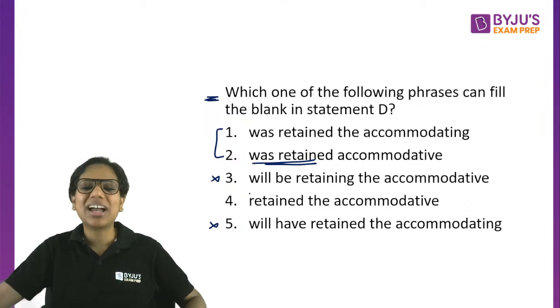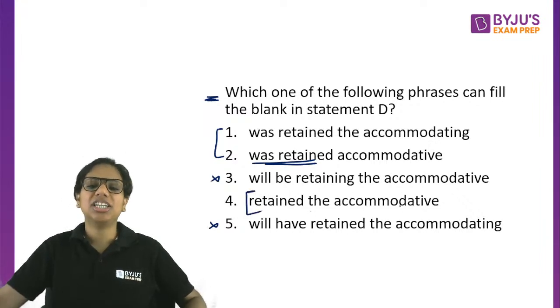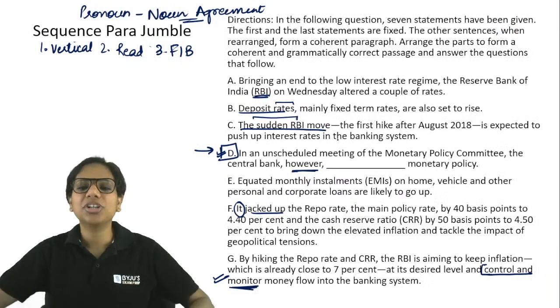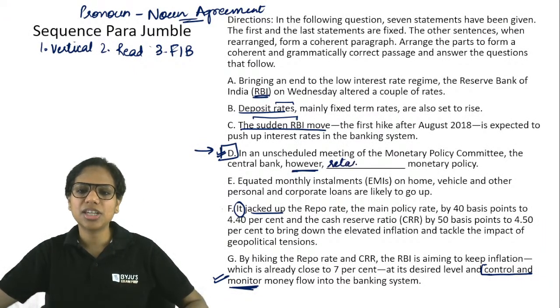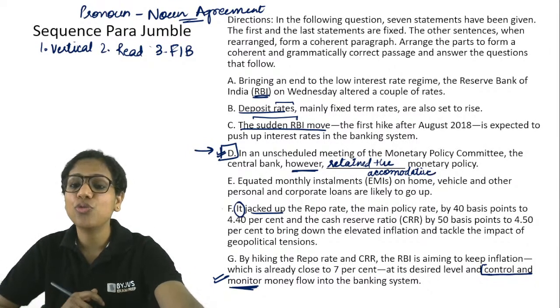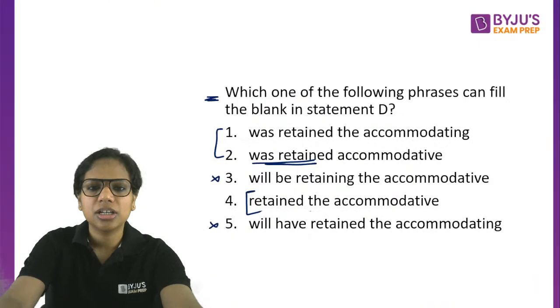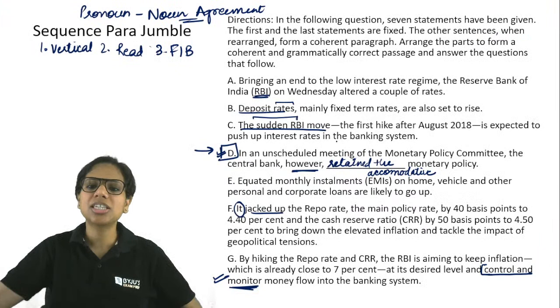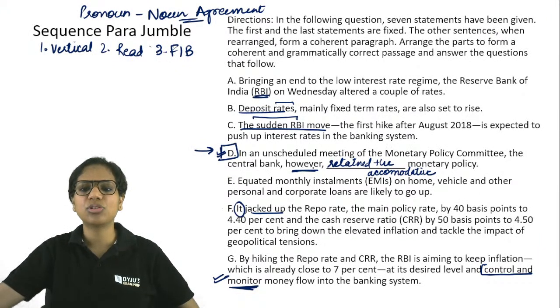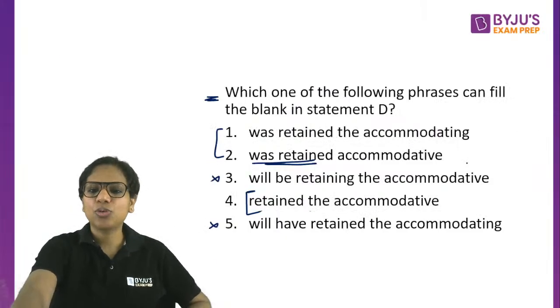The central bank retained the accommodative stance, retained the accommodative monetary policy. The central bank retained the accommodative monetary policy. Right. So 4 is our answer here and not, let's say, 2, not 3. Because this happened in an unscheduled meeting of the Monetary Policy Committee, the central bank, however, retained the accommodative monetary policy. I hope this makes sense.